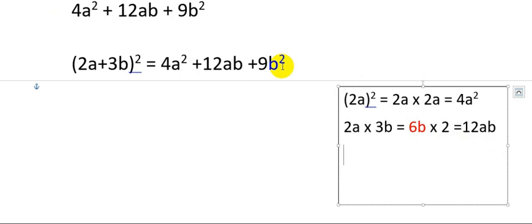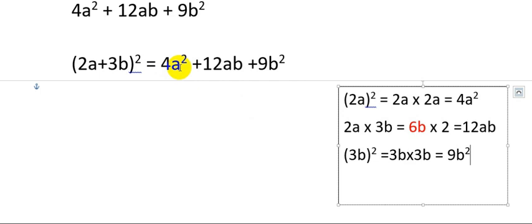Then for the last term, we write the square of the last term. So the last term is 3b. We take the square of the last term, which means 3b square. In other words, 3b multiplied by 3b, which means 9b square. This is how you derive the answer.